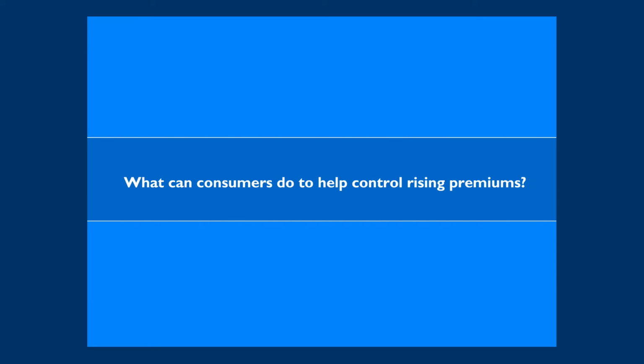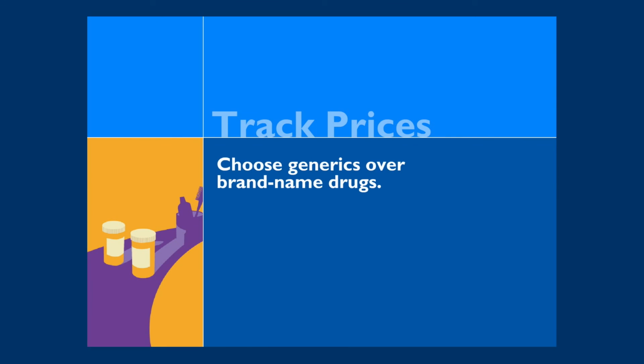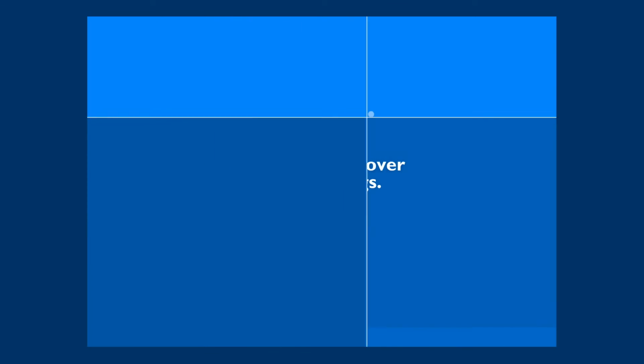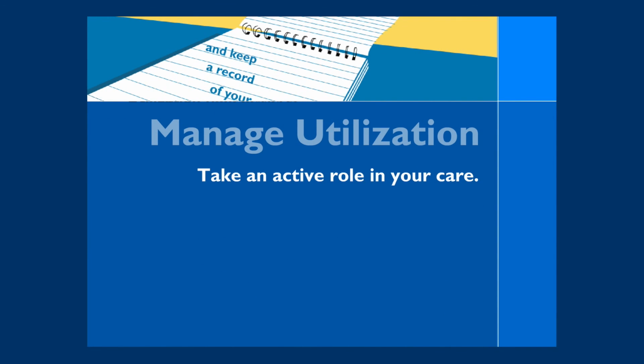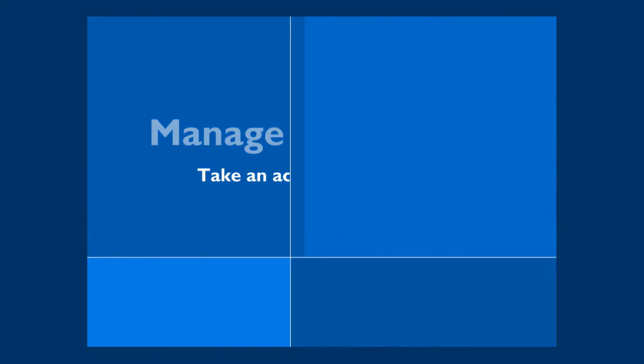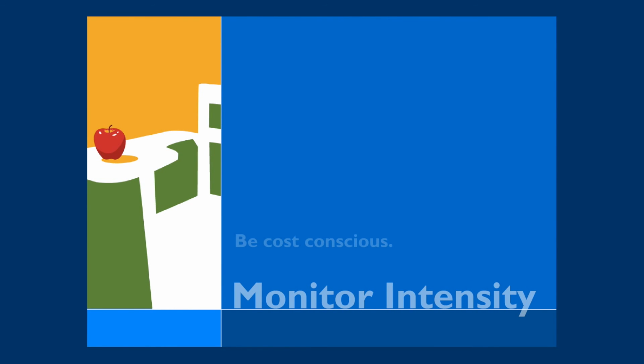So, what can consumers do to help control rising premiums? Here are a few suggestions. Track prices. Choose generics over brand name drugs. Manage utilization. Take an active role in your care. Work with a primary care doctor to manage all of your healthcare needs. Monitor intensity. Be cost conscious and know what treatments cost and whether alternatives are available.